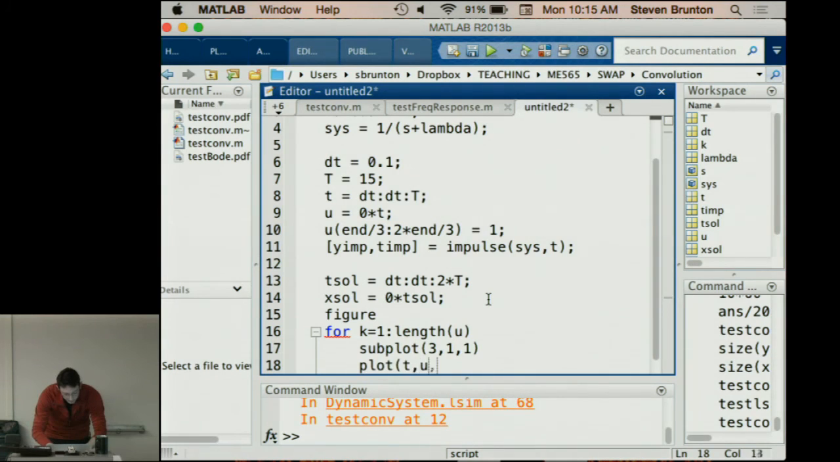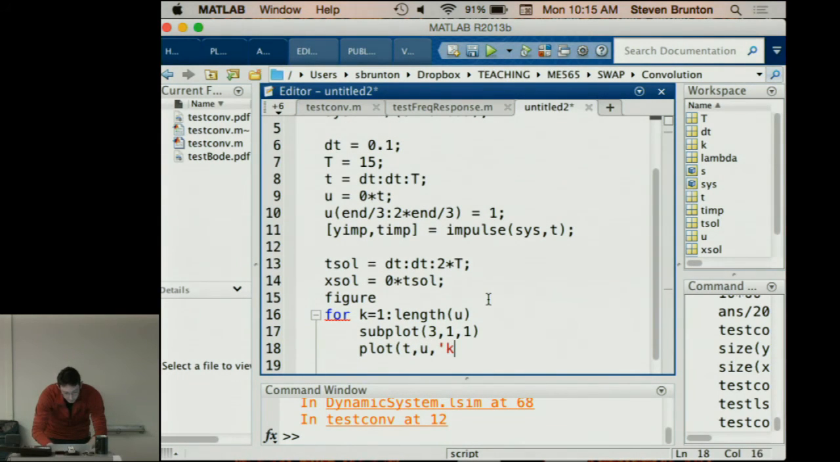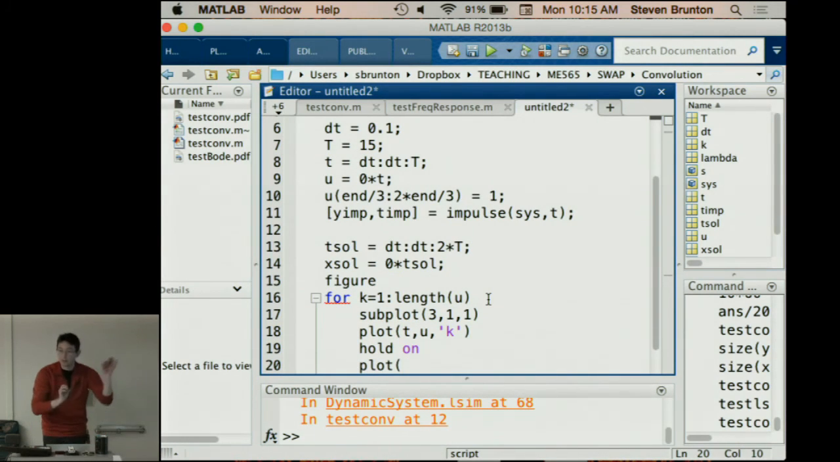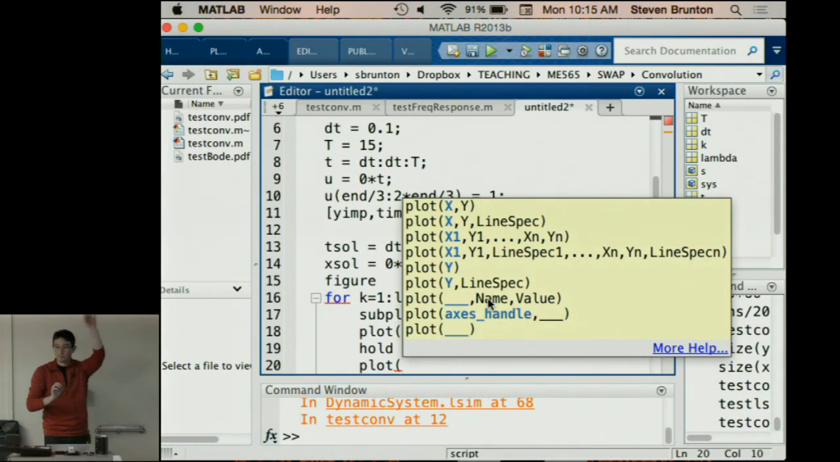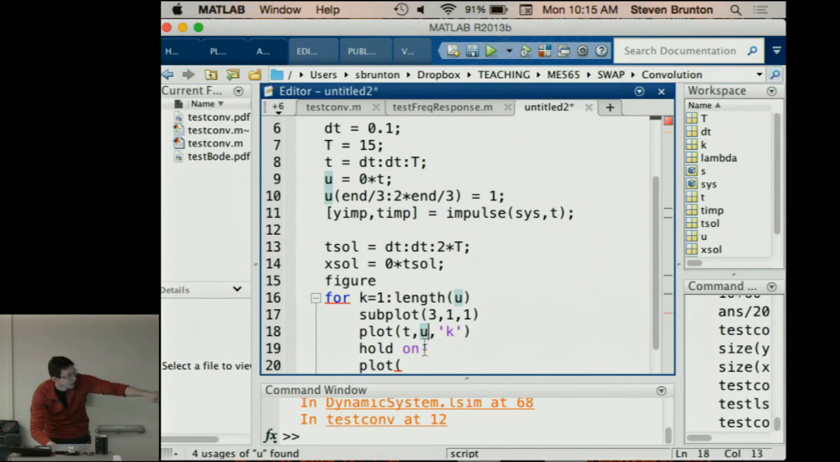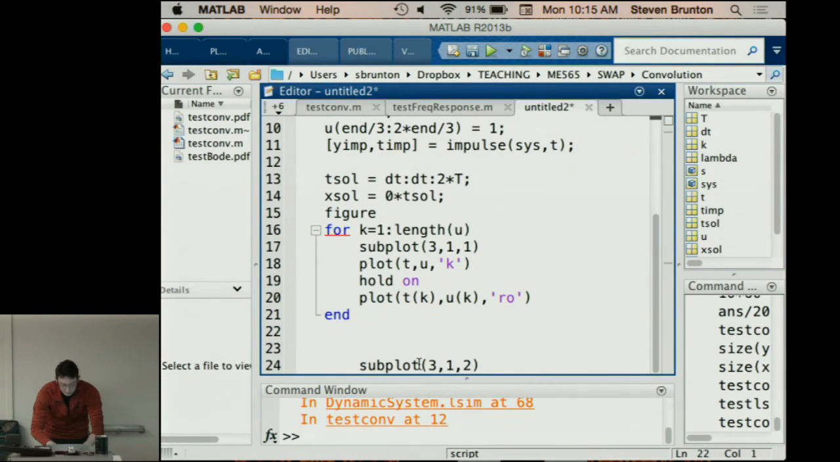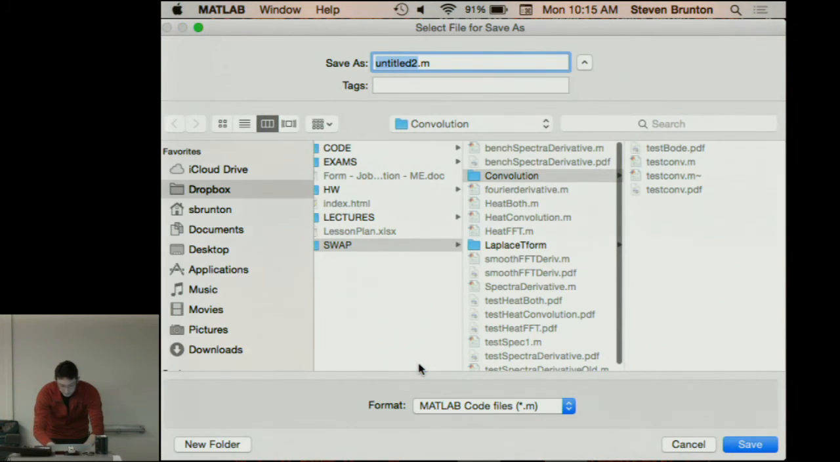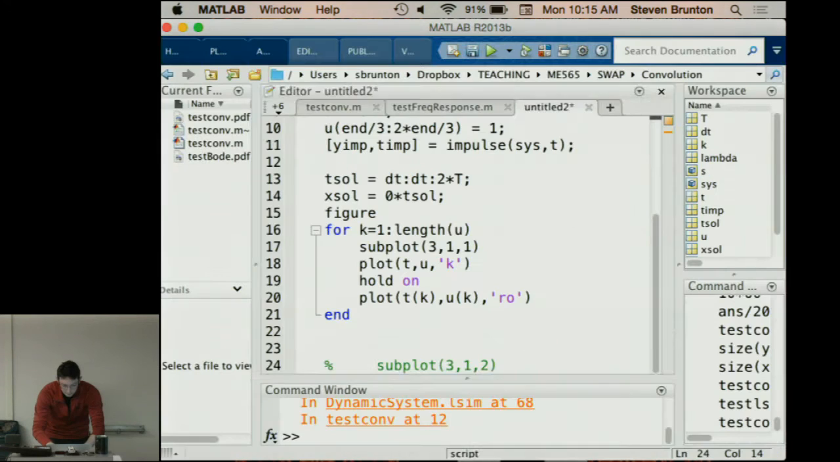So plot t by u in black. And I'm going to hold on, and I'm going to plot the current time that I'm on in a red circle. Okay, so I'm plotting the whole signal u in black, and then I'm going to plot the particular time that I'm on, the kth time, as a red circle. So let's say I just ended here. Test conv2.